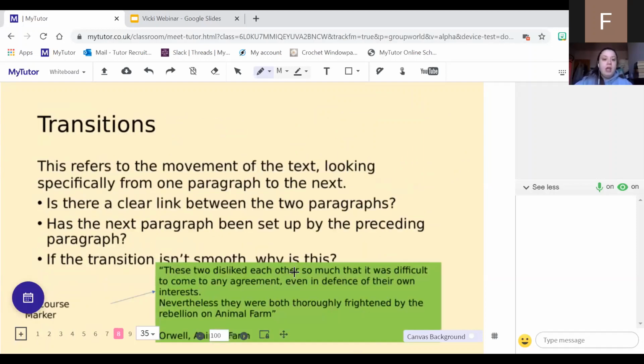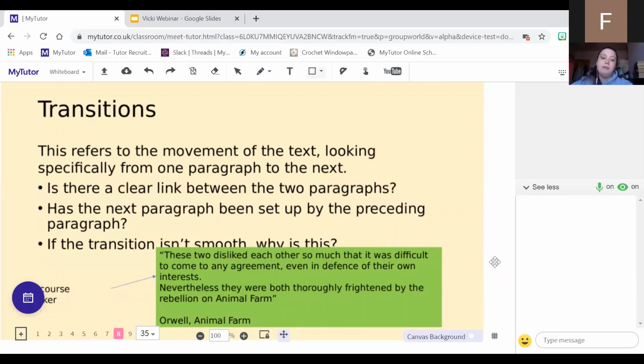Right, transitions. So transitions refers to movements in the text, so moving from one paragraph to another. So I've given you an example here. This is from Animal Farm, so some of you might be studying this as one of your set text. "So these 2 disliked each other so much that it was difficult to come to any agreement, even in defence of their own interests." That's the end of one paragraph. We move on to the next paragraph. "Nevertheless, they were both thoroughly frightened by the rebellion on Animal Farm." So changing a little bit, there's a little bit of a shift.